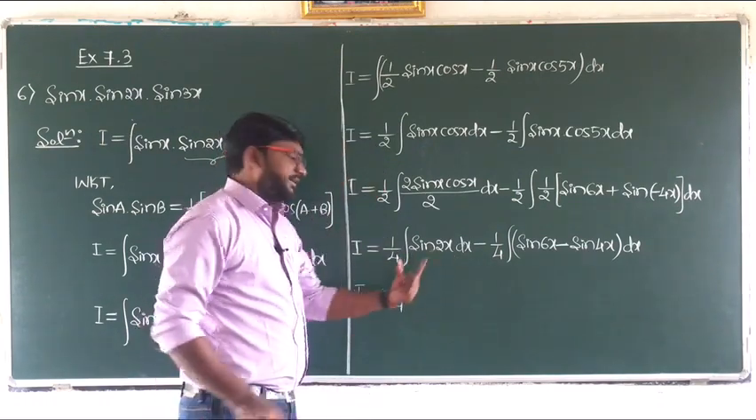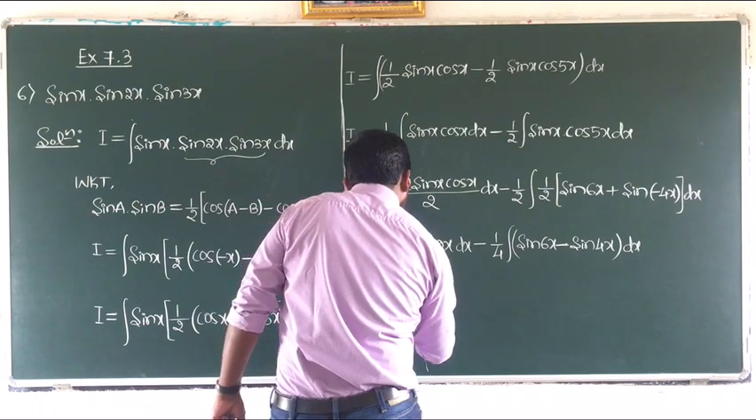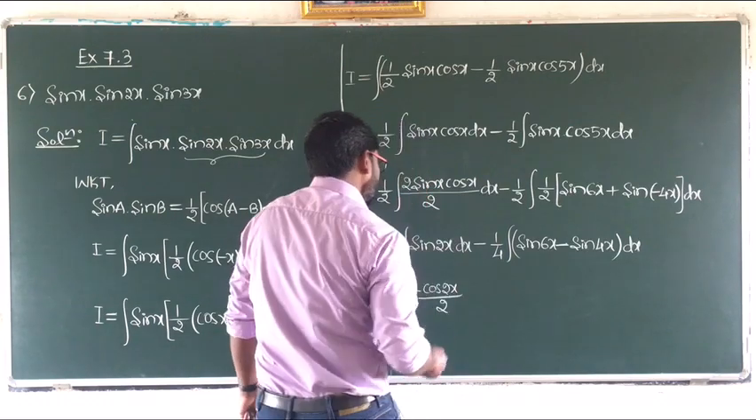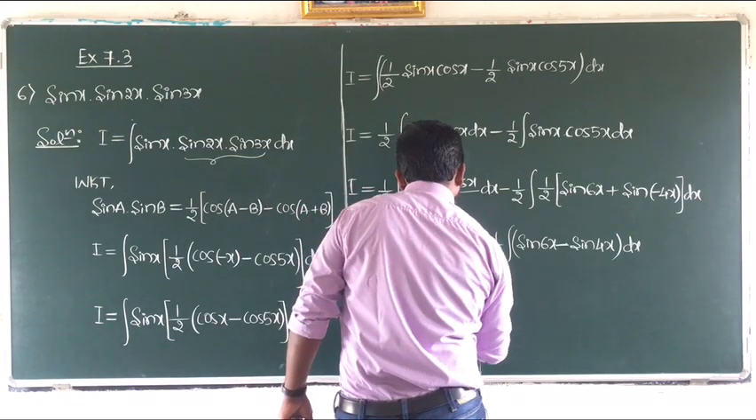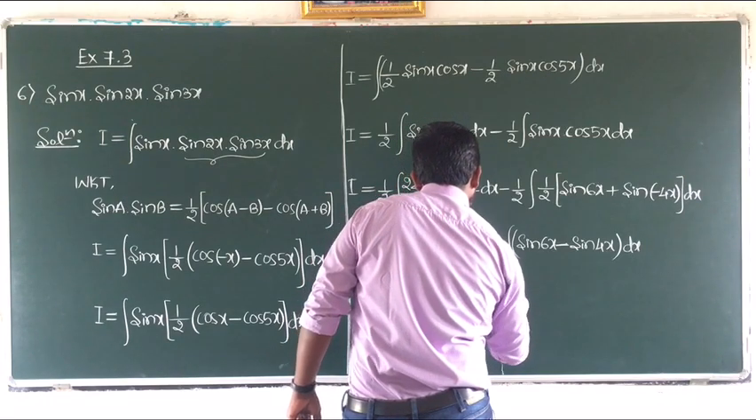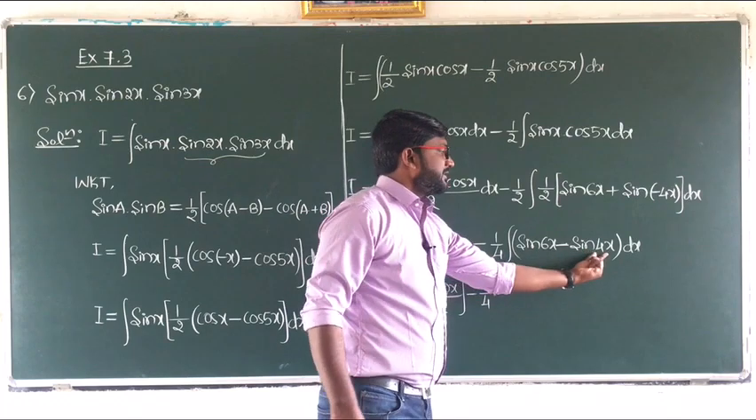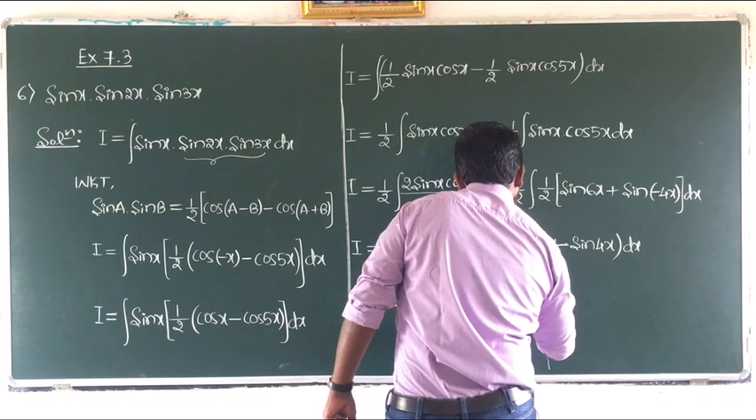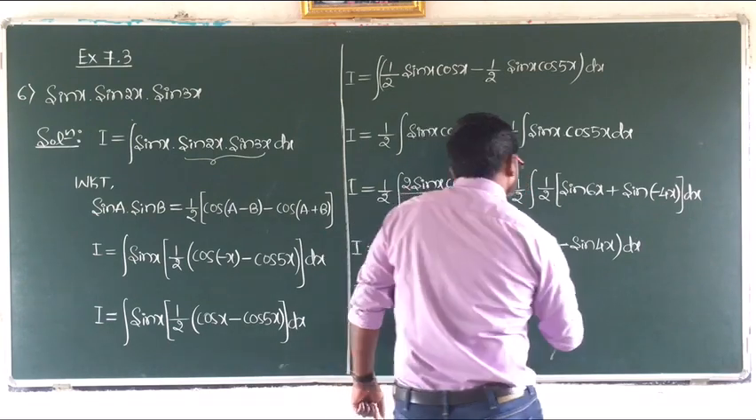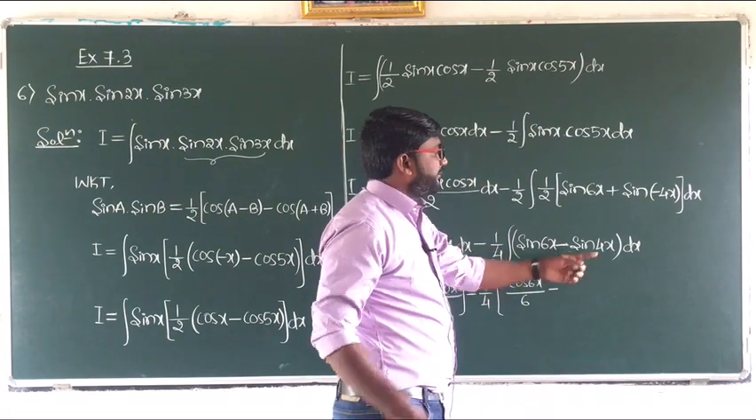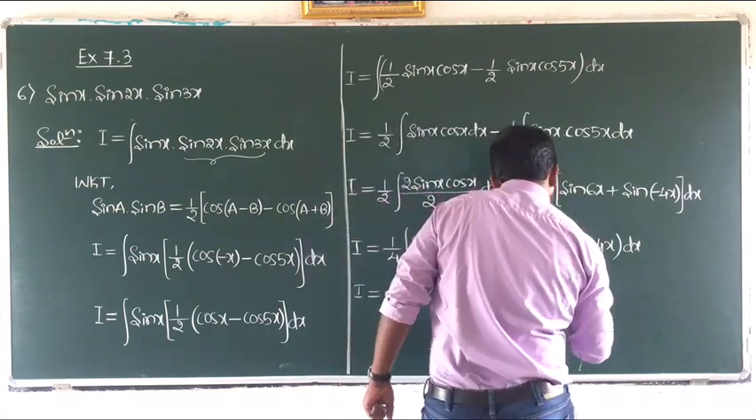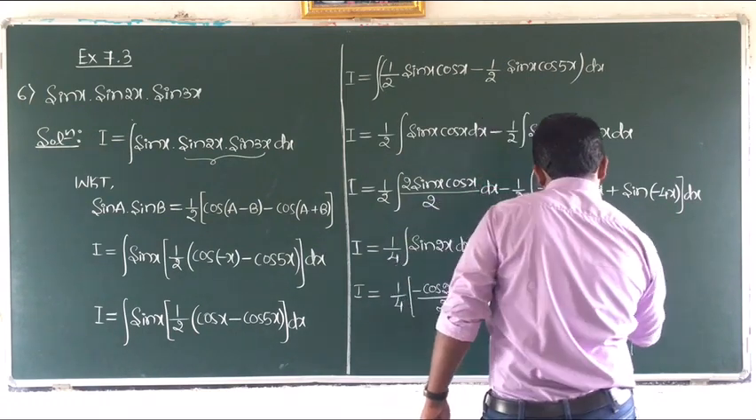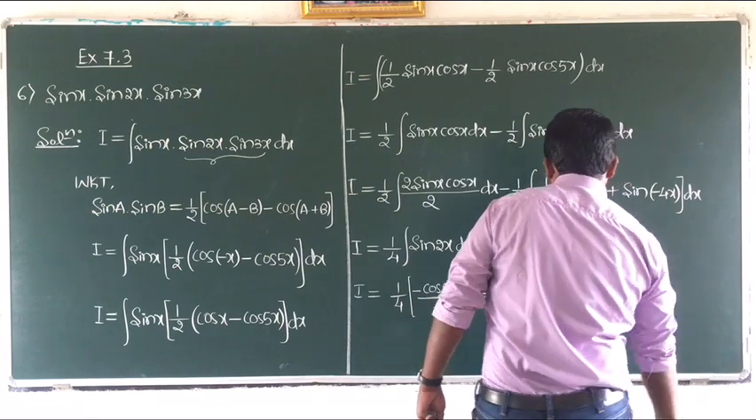So, now let us integrate them. I which is equals to, so here we get 1 by 4, then integration of sin 2x will be minus cos 2x divided by 2, and minus 1 by 4 as it is. Then here we have to integrate them separately. So, what do we get? Sin 6x will be minus cos 6x divided by 6, and then minus sin 4x will be minus cos 4x by 4, minus into minus it is plus cos 4x divided by 4 plus c at the end.